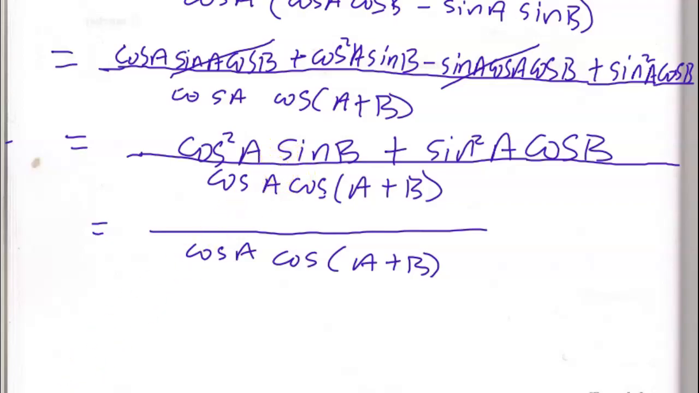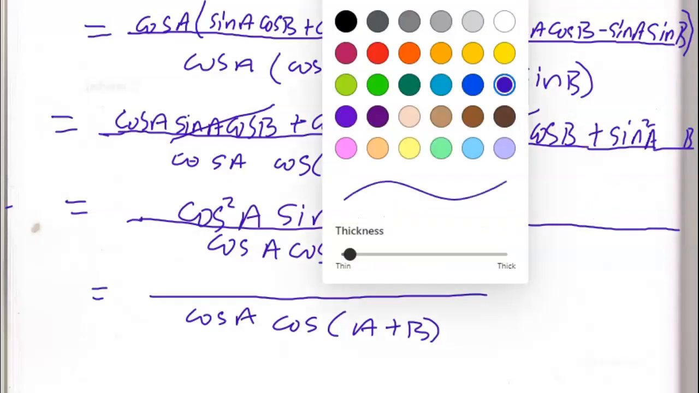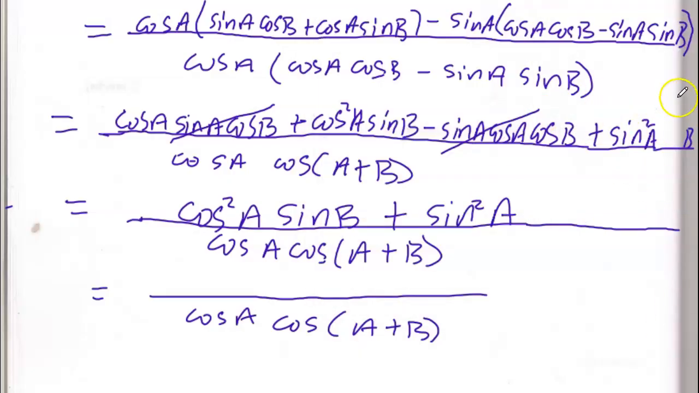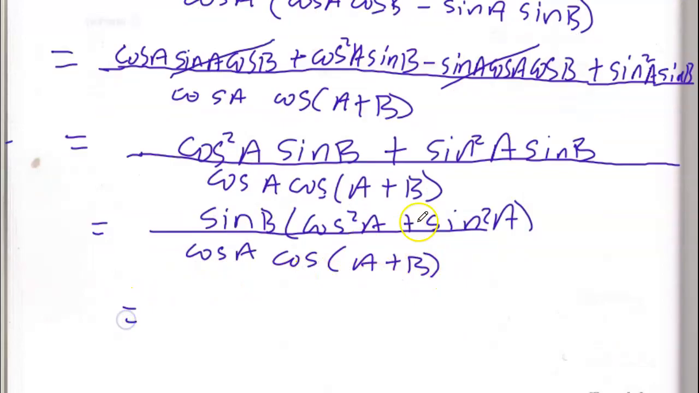And now we have sin B as a common factor. So we can factor sin B, and then in the bracket we have cos square A plus sin square A, a Pythagorean identity we should recognize. It's equal to 1. So the bracket comes to 1, and the numerator is really just sin B.